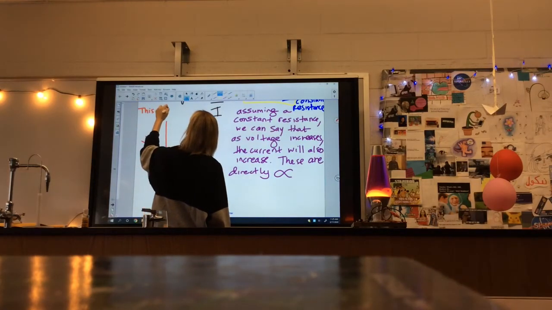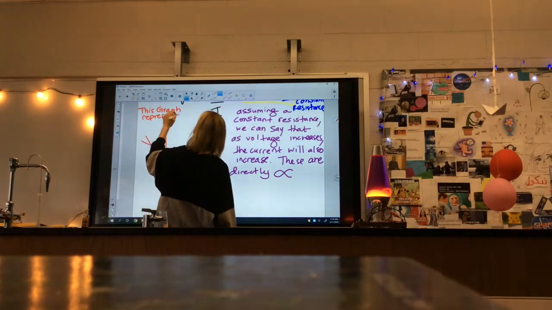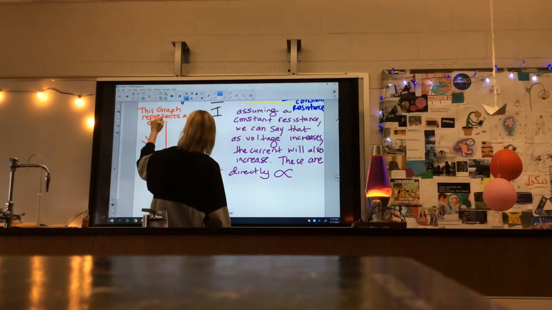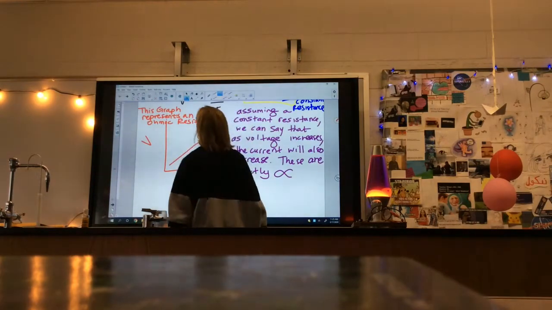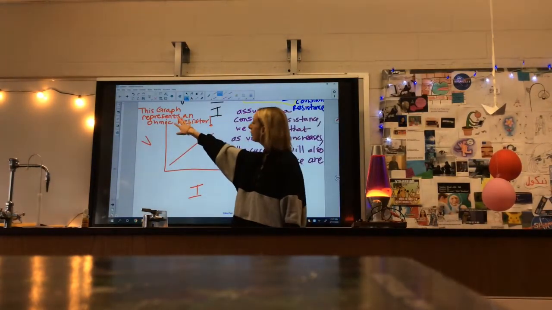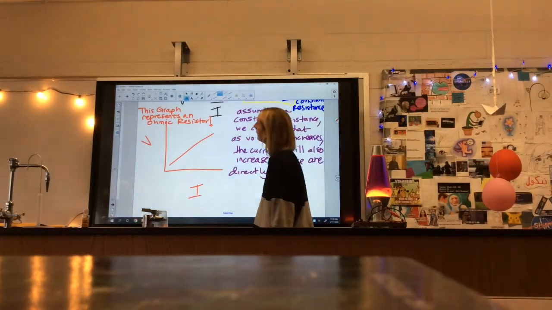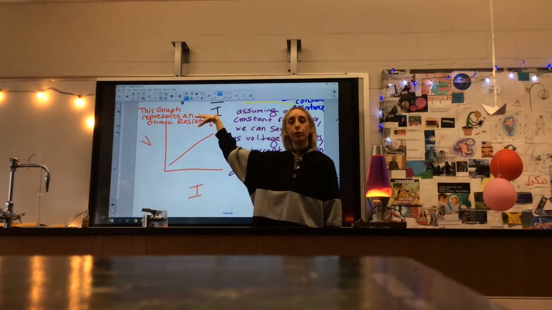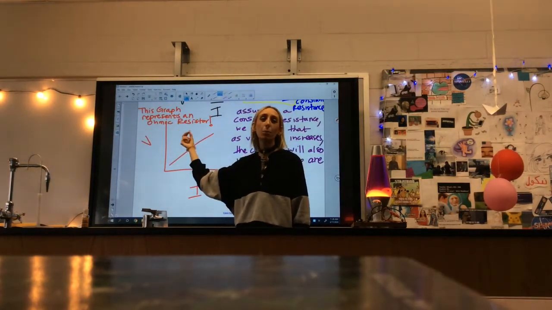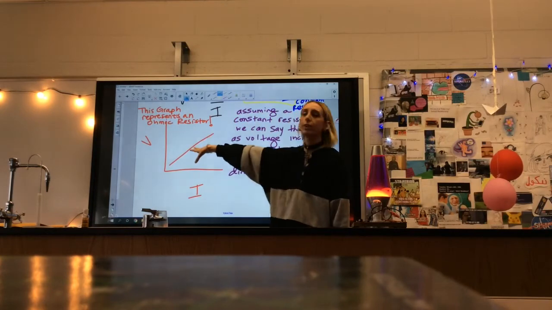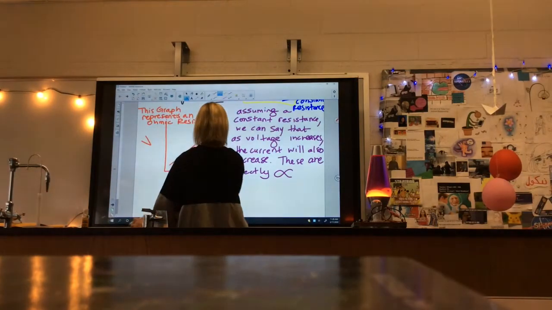So an ohmic resistor will follow this law, this direct relationship between voltage and current. There are non-ohmic resistors as well. Something that might be non-ohmic might be something that heats up a lot when you run current through it. We won't deal with non-ohmic resistors here. By the way, what is the slope of this graph going to represent?